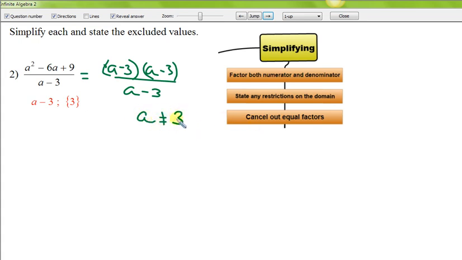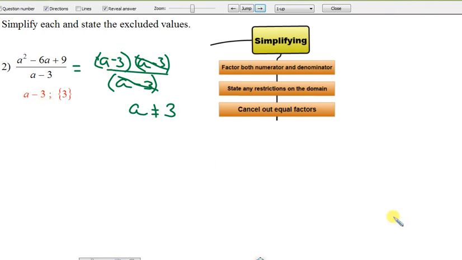Next, we can cancel out equal factors. And I want to make note of the fact that factors don't mean terms. Factors mean groups that are the same. So you just got to be real careful when you are canceling out here. So those two can be canceled. They become 1s, and your final answer is a minus 3.